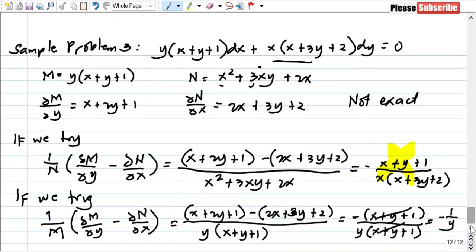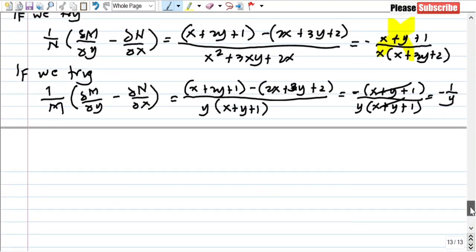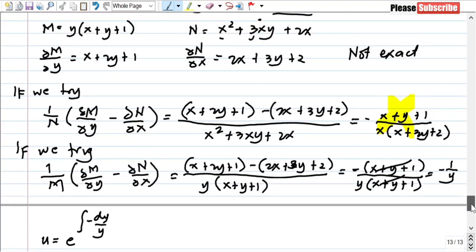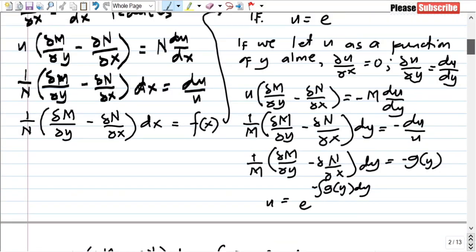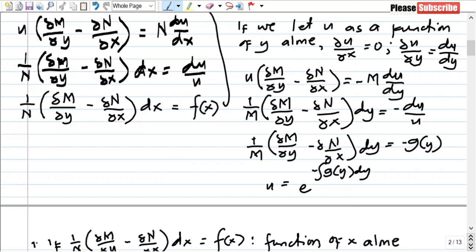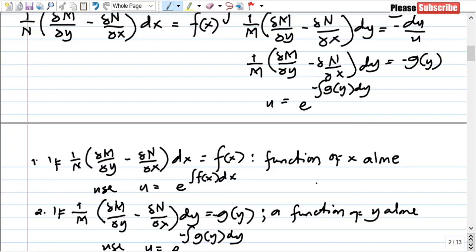Sige. So, subukan natin ikunin yung ating integrating factor. So, ano yung integrating factor ngayon? So, we have u is equal to e to the integral of negative dy over y. Pero, tingnan natin doon sa taas kanina. Nung tayo ay nag-derive, since galing siya dito sa negative m du over dy, ito ay may negative dito. Okay? Tama? Ganun din dito. Negative. So, we use negative.